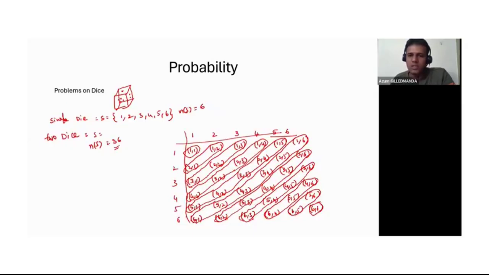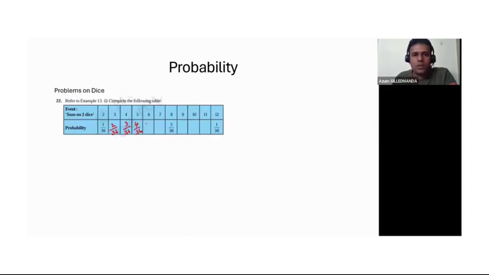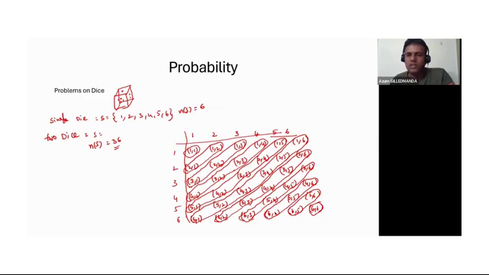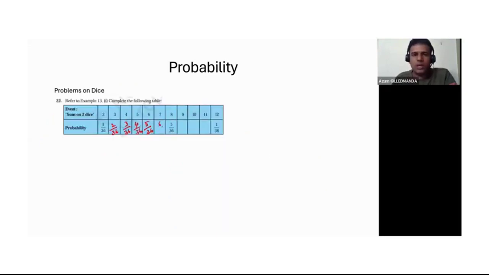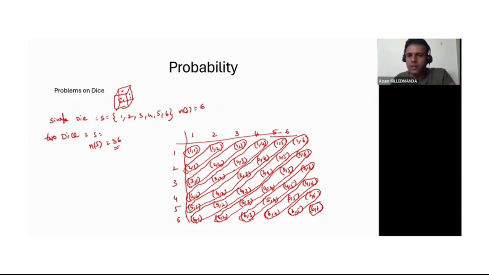6 is this: 1, 2, 3, 4, 5. So 5 by 36. Then sum of 7. 7 is 6 comma 1, 5 comma 2, this row, this diagonal, right? How many are there? 1, 2, 3, 4, 5, 6 possibilities. So 6 by 36. And then 8 is already given.